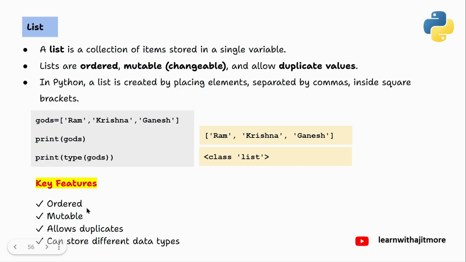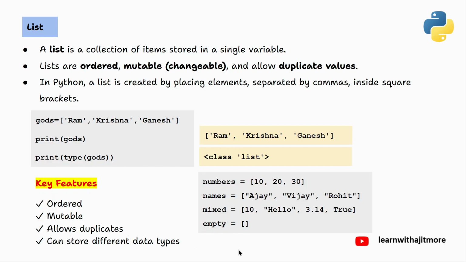See, ordered. Ordered means position, important. 0th position, 1 position, 2 position. Mutable. You can modify it. You can add new items in it. You can delete some items. Duplicates allowed and can store different data types as well.